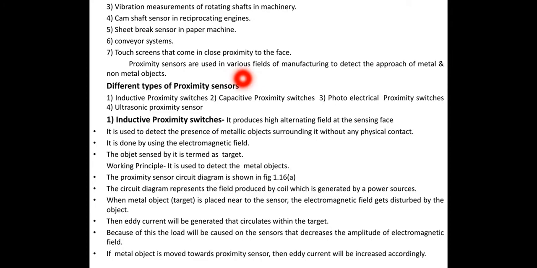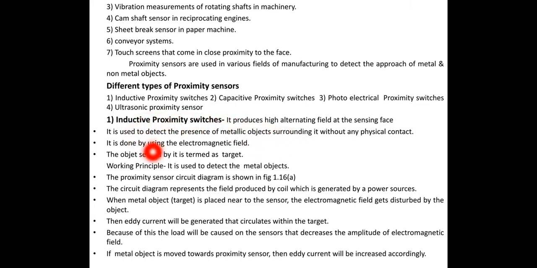Proximity sensors are used in various fields of manufacturing to detect the approach of metal and non-metal objects. Different types of proximity sensors: inductive proximity switches, capacitive proximity switches, photoelectrical proximity switches, ultrasonic proximity sensors, okay, inductive proximity switches. It produces a high alternating field at the sensing face. It is used to detect the presence of metallic objects surrounding it.